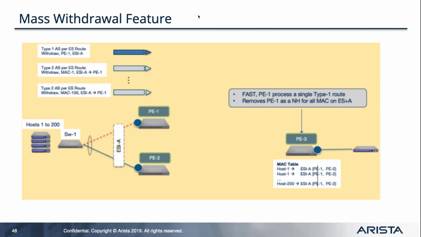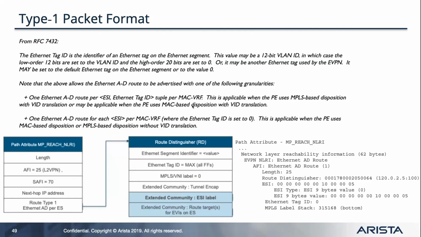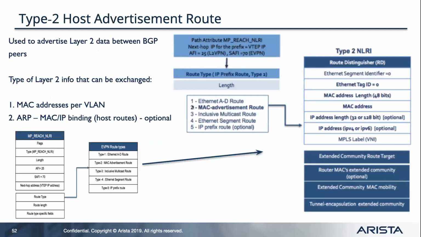Okay, thank you. Okay. So next is type 4, we will discuss, but before that, let's quickly go through the type 2 route. So for the type 2 route, we advertise MAC address information and ARP information. And this is the header format for that. This is the common header, which is for all the Ethernet type routes. And then for type 2, it is the route distinguisher.